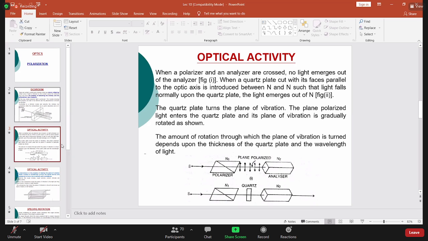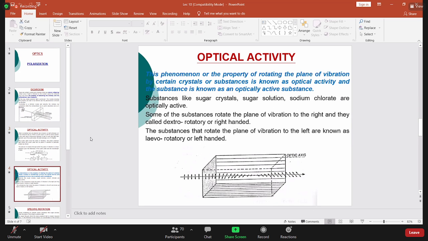So what is the definition of optical activity? The property of rotating the plane of vibration by certain crystal or substance is known as optical activity. The substance is known as an optically active substance, like sugar crystal, sugar solution, and sodium chloride.